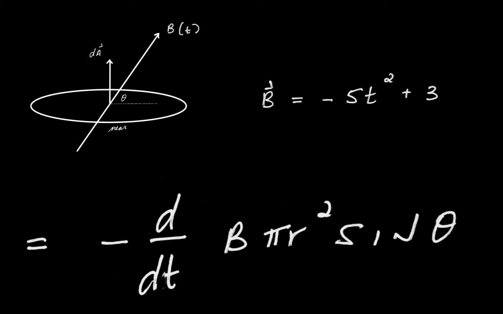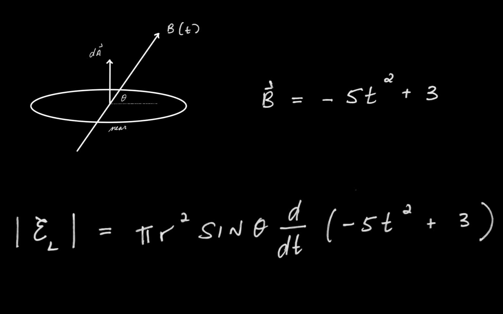But the only thing in there that has time dependence is the magnetic field. So here's what I'm going to do. The magnitude of the induced EMF, and so you know, in the very next step I'm going to drop the negative sign. The magnitude of the induced EMF is going to be equal to pi r squared sine theta times the derivative with respect to time of B. But B is negative 5t squared plus 3.